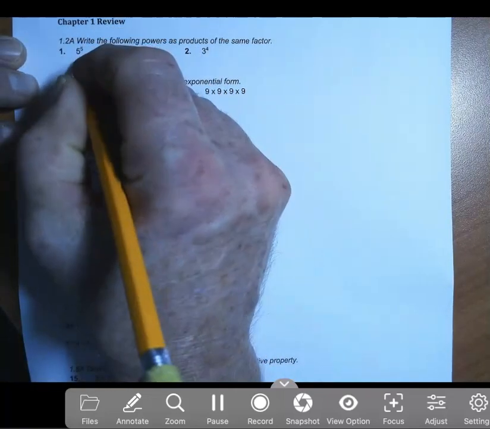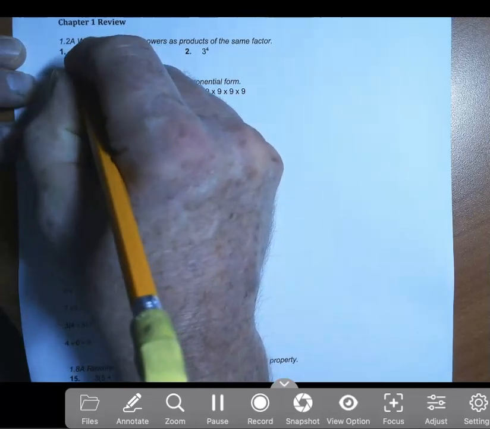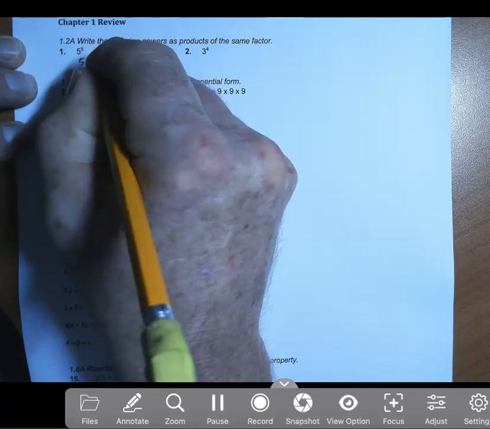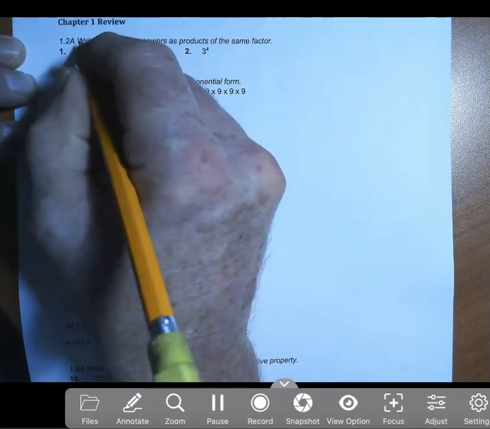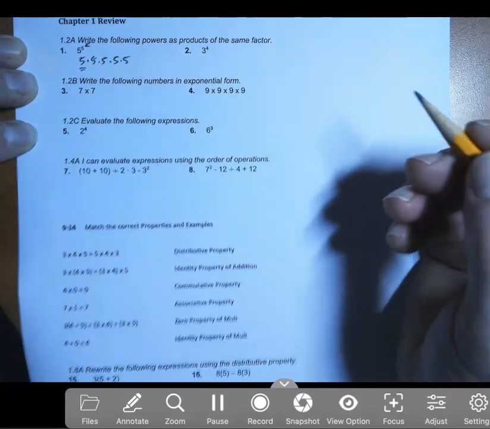Okay, let's get going here. We're doing the chapter 1 review. We're going to write the powers as a product of the same factor. So this is 5 to the 5th. We just have to break this down into 5 times 5 times 5 times 5 times 5. Here's your base, and the exponent tells you how many times you're going to multiply 5 by itself.